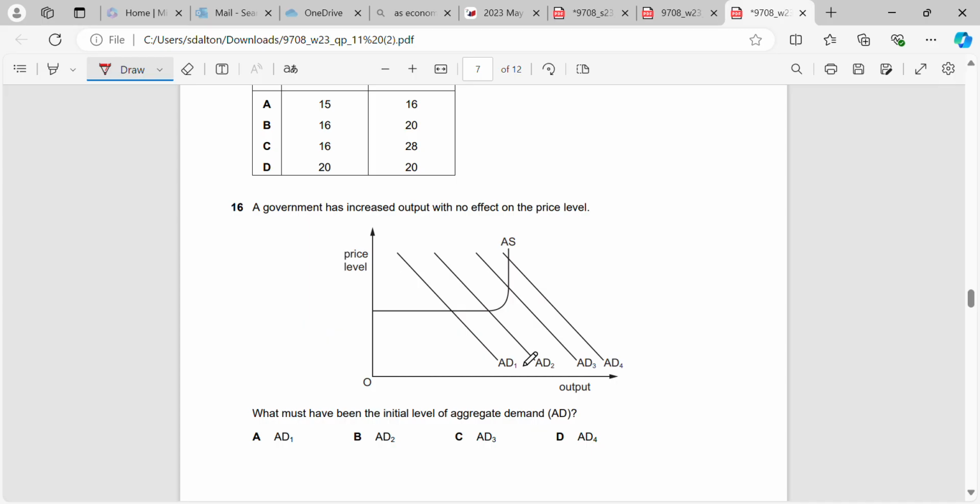Okay, 16. A government has increased output with no effect on the price level. What must have been the initial level of aggregate demand? Okay, so what we can see here is that the price level is increased from AD3 to AD4. So that's generated inflation. The same is from AD2 to AD3.